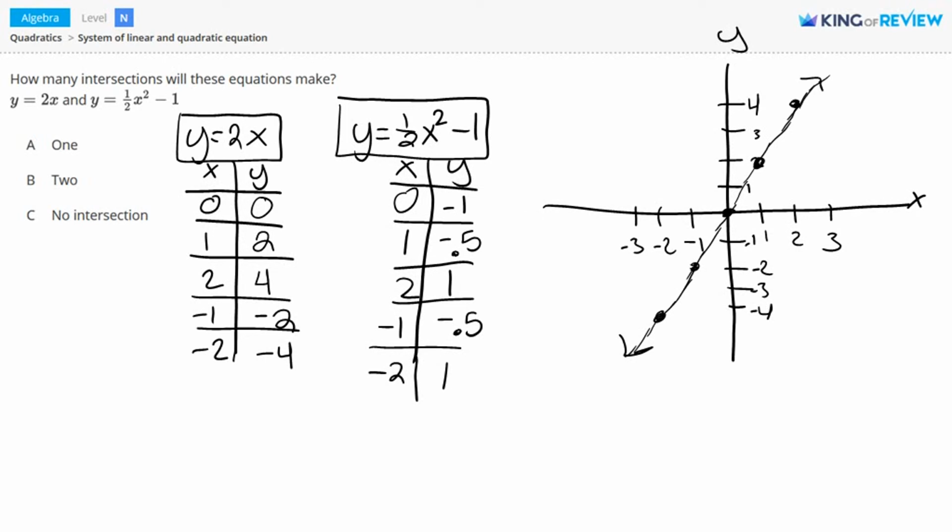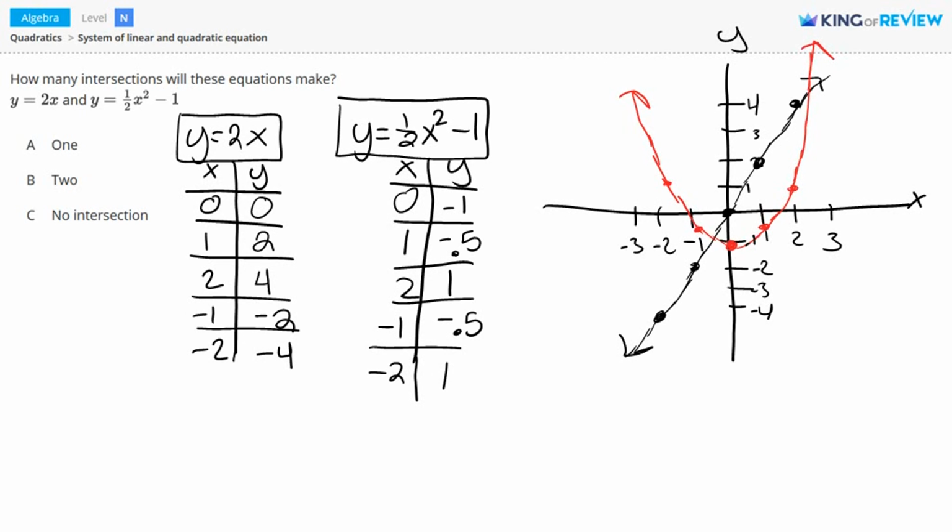I'll plot them in red. I have a point at 0, -1. That's right here. I have a point at 1, -0.5, which is right about here. I have a point at 2, 1, which is right here. I have a point at -1, -0.5, which is right here, and a point at -2, 1, which is right here. So now I'll use these data points to fill in the graph, and you can see that it's looking like a parabola.